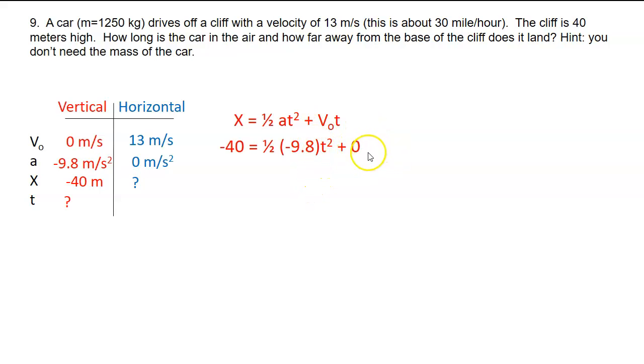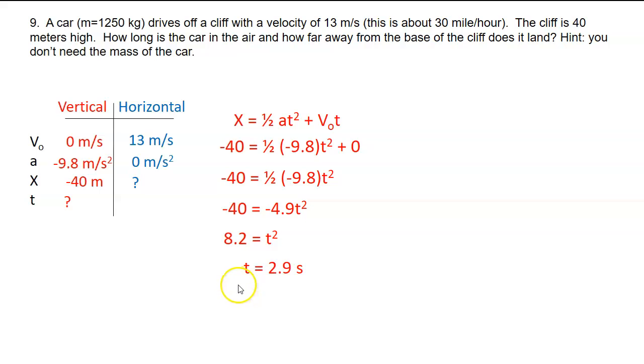So this 0 drops out. We can do 0.5 times negative 9.8. Now we have to divide both sides by negative 4.9. Now we take the square root of both sides, and time is 2.9 seconds. We can plug that in over here. And it's the time of 2.9 seconds for horizontal as well, because we're analyzing one object. There's just one motion. All right, we have 3 numbers, and we're looking for a 4th.